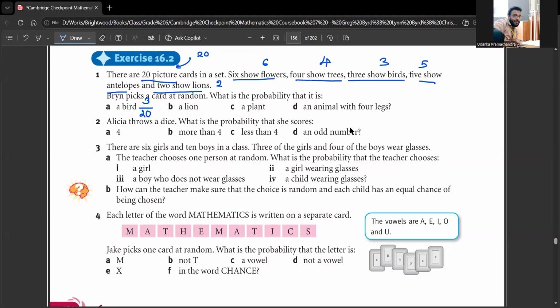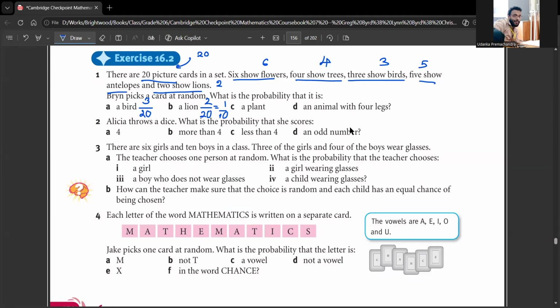And next one, a lion. Altogether 20. How many lions are there? There are two lions. 2 out of 20. Otherwise, 1 over 10. 2 out of 20, otherwise 1 over 10. Okay?